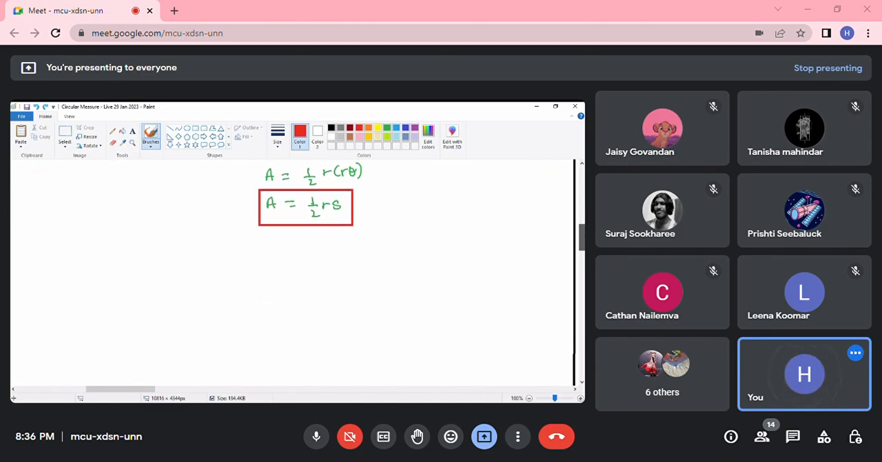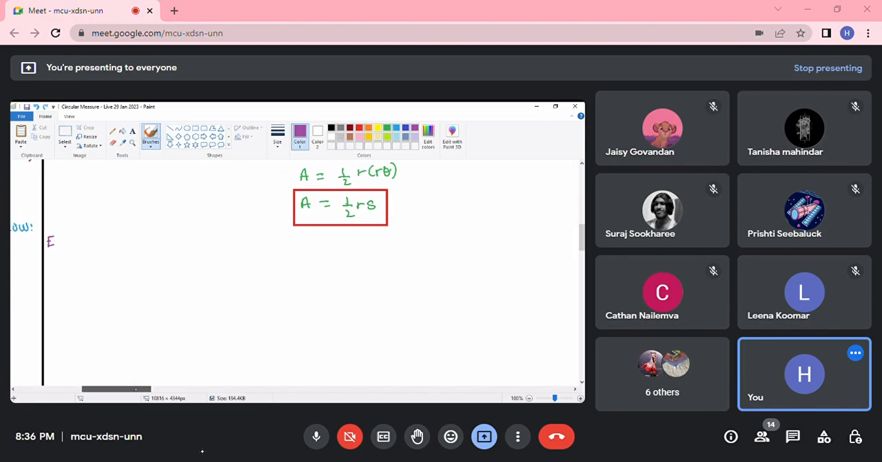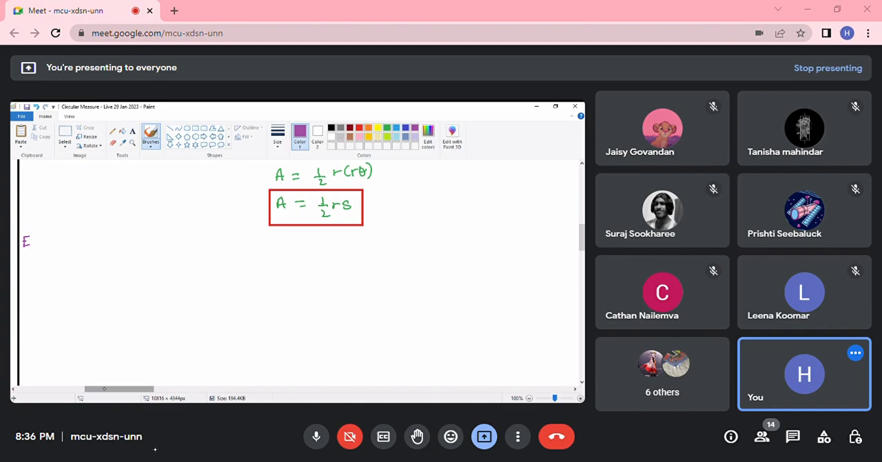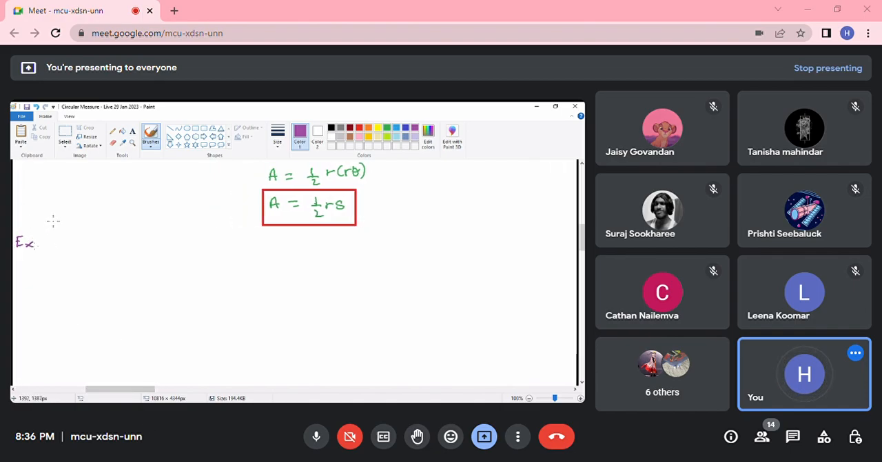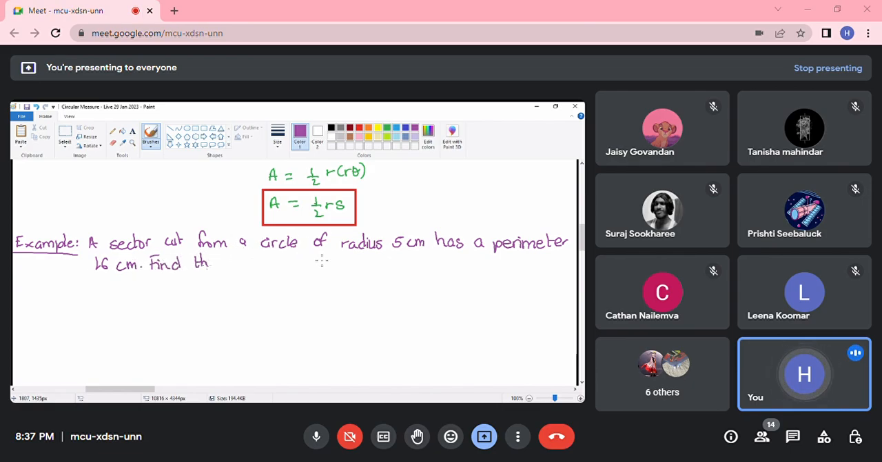So, example. A sector cut from a circle of radius 5 centimeters has a perimeter 16 centimeters. We need to find the area of this sector.